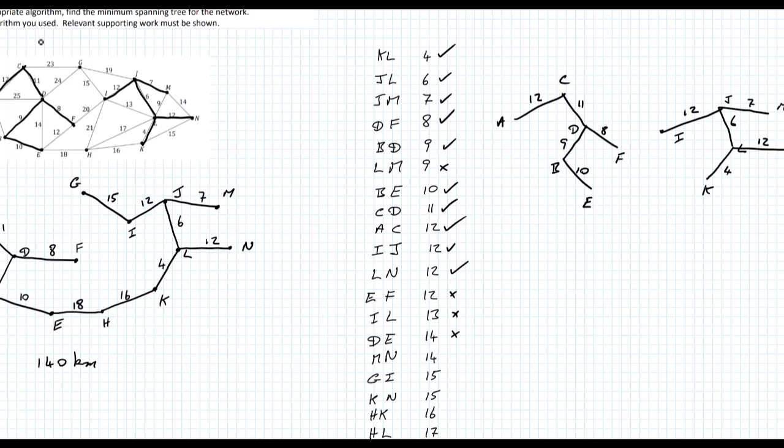M to N is the next one. M to N, again, that's going to cause a cycle around here, so we can't use that one. G to I, let's have a look. G to I is here. Okay, we can use that one. So there's a G here and an I, let's say here. So that's G.